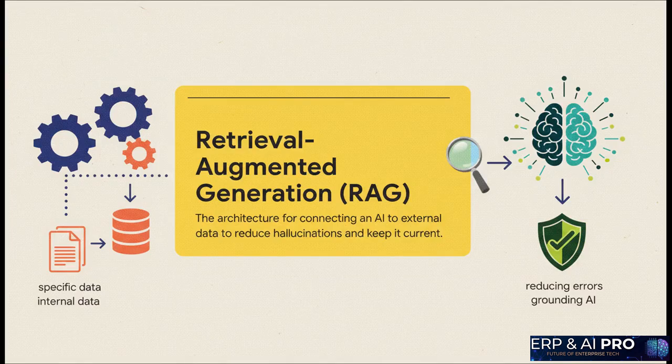This whole process, the assistant retrieving the information and then giving it to the AI librarian to generate an answer, is called retrieval augmented generation, or as everyone calls it, RAG. RAG has quickly become the industry standard way to ground an AI in your specific data. It dramatically cuts down on errors, and it keeps the AI's knowledge totally up to date.